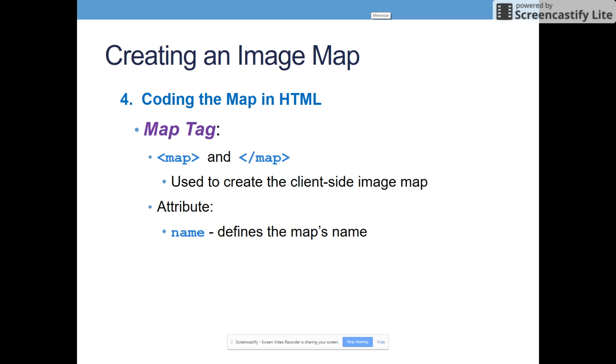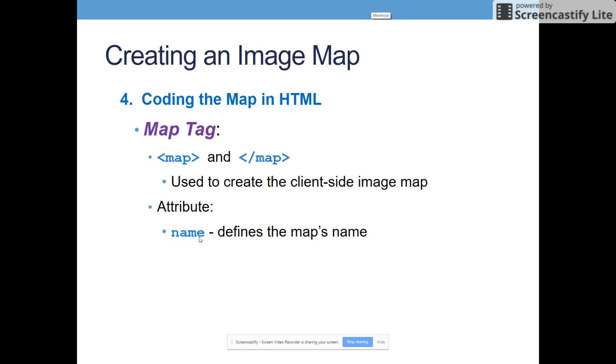Okay, so as I was saying in the previous video, this last step is about coding the image map, and we use these map tags to create a client-side image map. Now, the one attribute that every single map needs to have is a name, because that name is really how you connect your image map to the actual image the map is for.